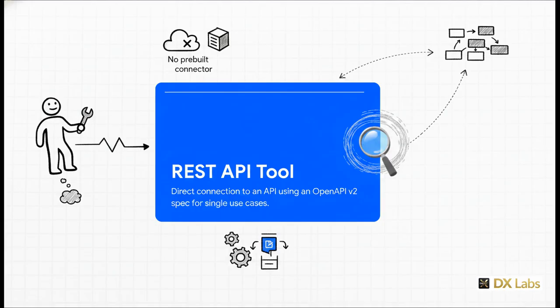When no pre-built connector exists for your external system and the integration is literally only needed for one specific agent, building a full custom connector for the entire Power Platform is total overkill. In this scenario, a REST API tool is your fastest, most lightweight technical path. It lets you connect the agent directly to the API just for that single use case. Let's look at how to build one.